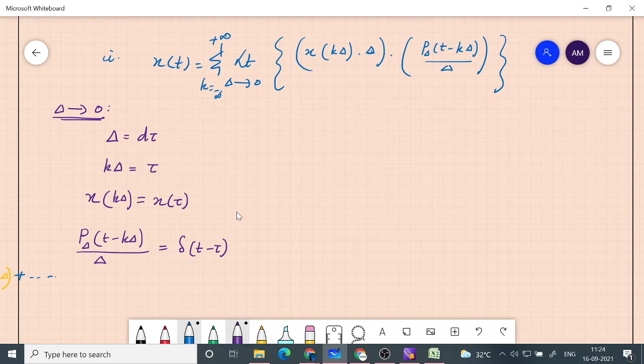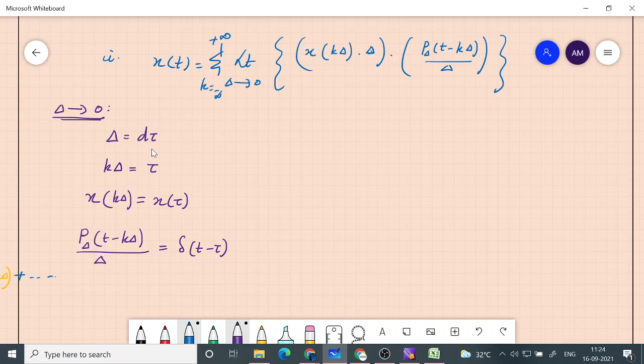Sir, is delta a small quantity? Yeah, so delta is tending to 0. It is not exactly 0, it is tending to 0. So we are calling it d tau, a differential. That's the definition of differential.